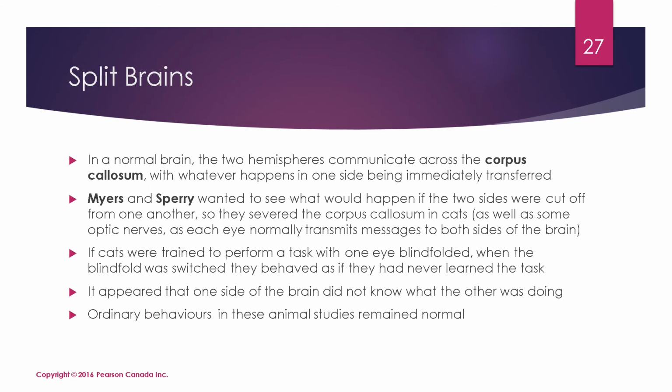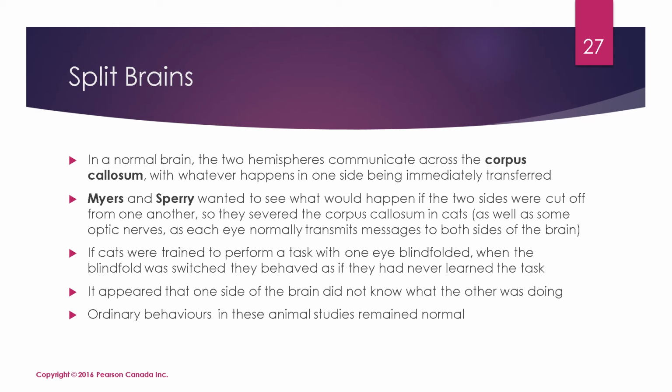Now we're going to talk a bit about split brains, which I mentioned way back at the beginning. It is a pretty complex procedure, and it's a little tricky to understand, but I find it so fascinating because it really highlights some of that hemispheric specialization that we've been talking about. In a normal brain, the 2 hemispheres communicate across the corpus callosum, that band of fibers that connects the 2. Whatever happens in one side is immediately transferred to the other side. In that way, no one side of your brain knows any more than the other side about what's going on around you.